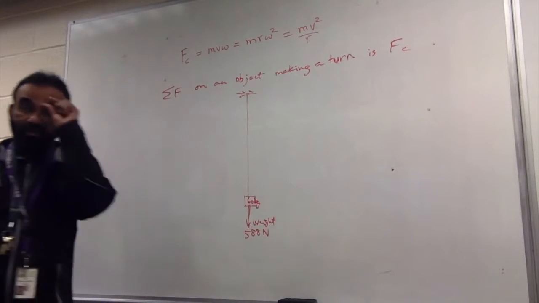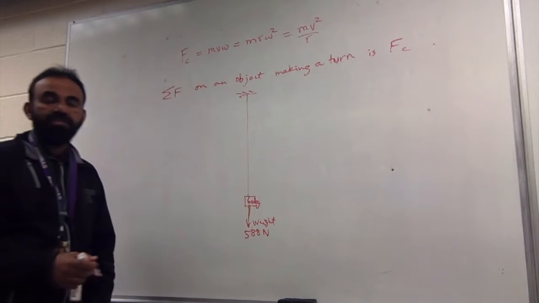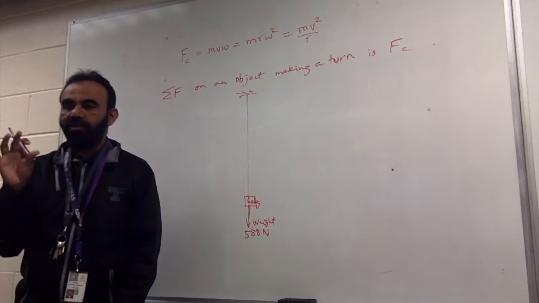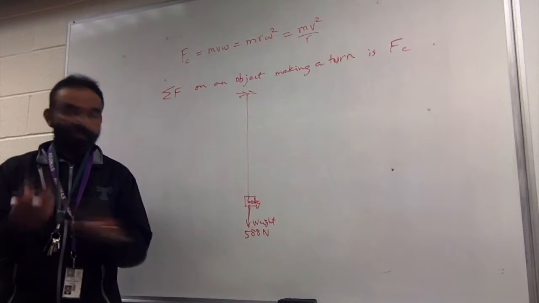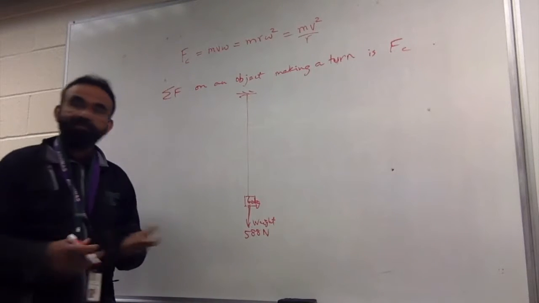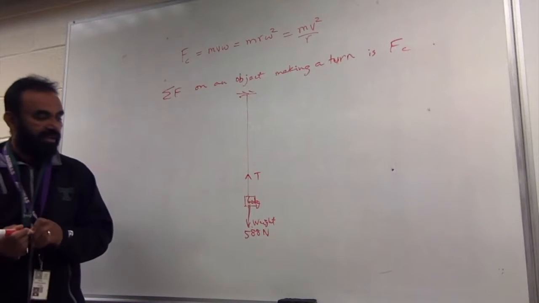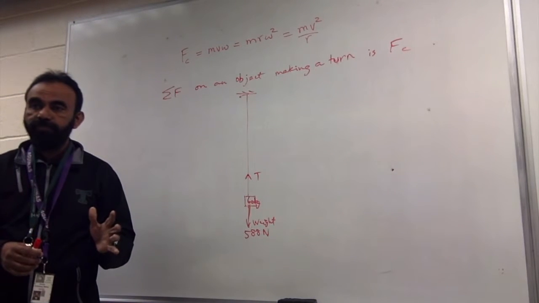What other forces are acting on the swing? The tension. It depends on what you're looking at. If you're looking at a person, then it is a normal reaction. If you're looking at the swing itself, the rope, then it is the tension. The tension is upward and the weight is downward. What do you know about them? They are equal.